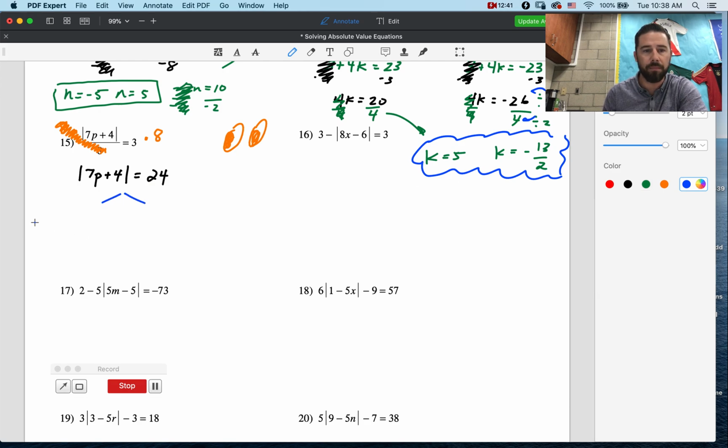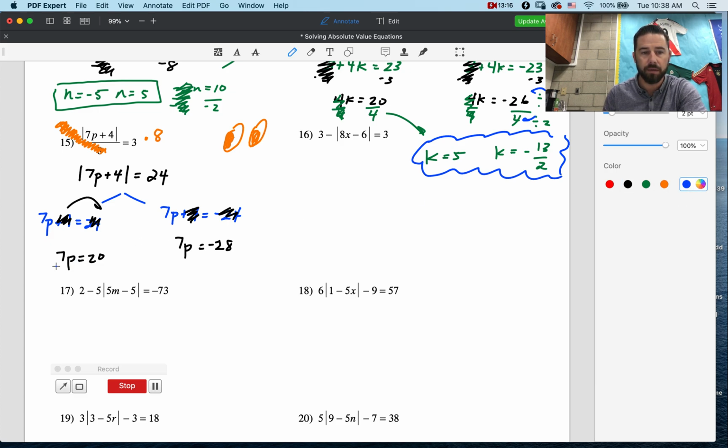So we can split them up. 7p plus 4 equals 24. 7p plus 4 equals negative 24. And I can tell you this one's going to be a fraction because I can already see it. Okay, so let's move this guy over here, subtract 4 from both sides, and it looks like we get 7p equals 20. Subtract 4 from both sides here, and we get 7p equals negative 28.